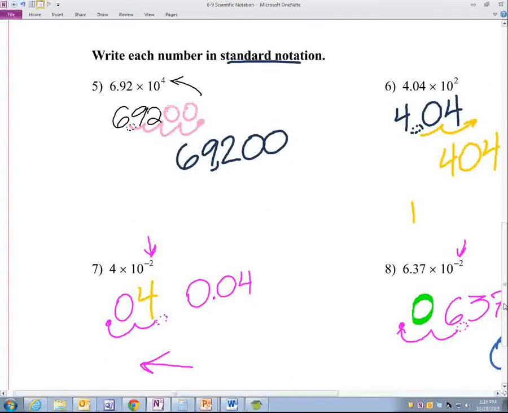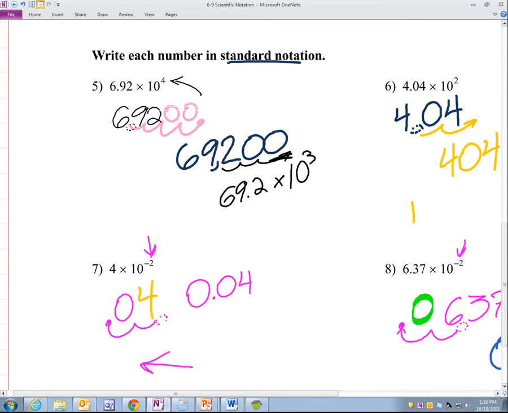Okay. So here we have 6.92. This is a better example. 6.92 times 10 to the 4th is actually this number. And if we wanted to do 69.2, that would be 10 to the 3rd. Yeah, 3rd. Because it would be from here, 1, 2, 3. See how these are all the same number?